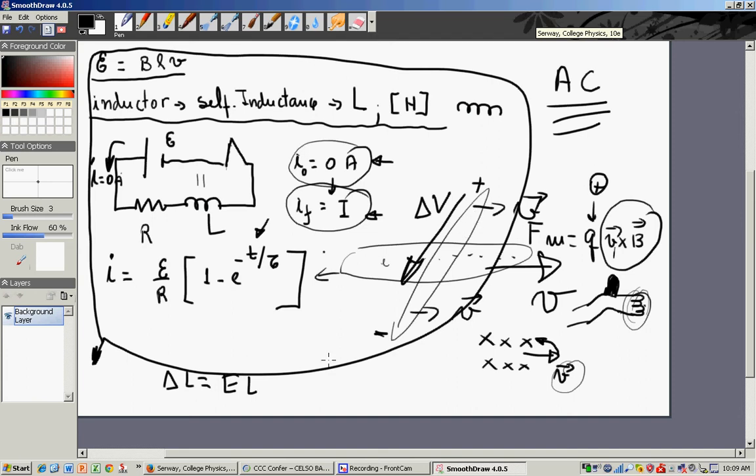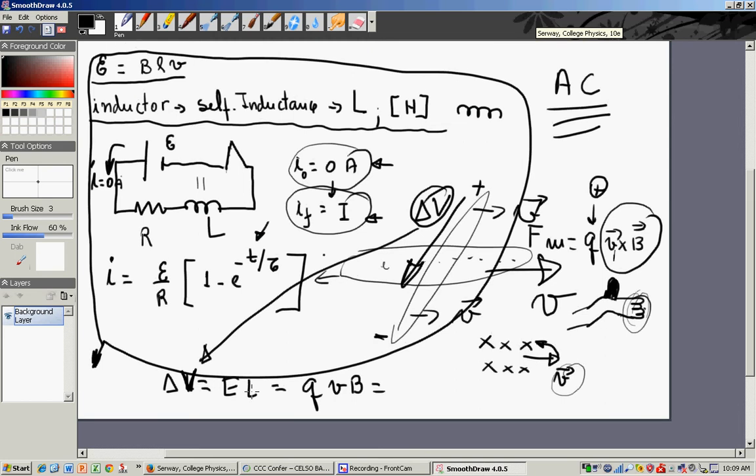And we learned that del V is equal to EL, the electric field times the length. But which force is the one bringing the charge up there? It's the magnetic force, QVB. And what is the electric field? Well, the electric field, in fact, del V, that's del V, the changing voltage, is the electric field times L.